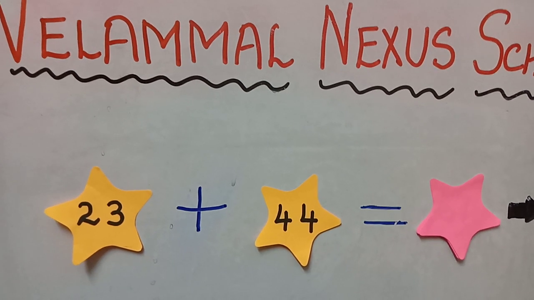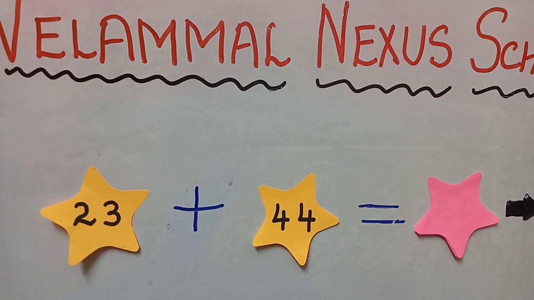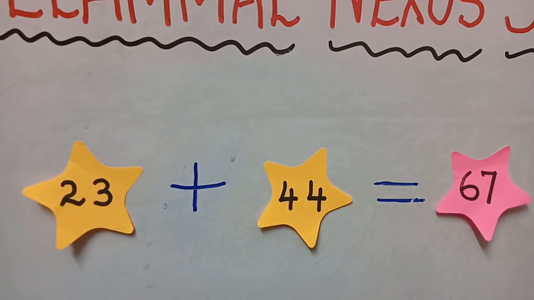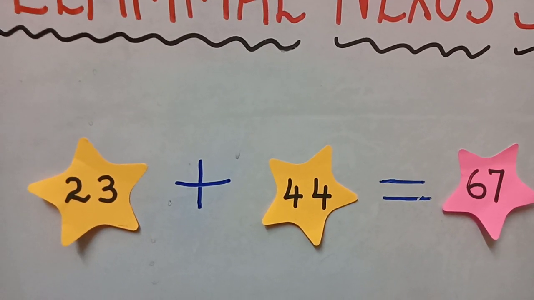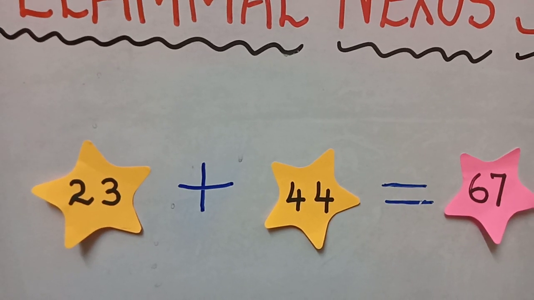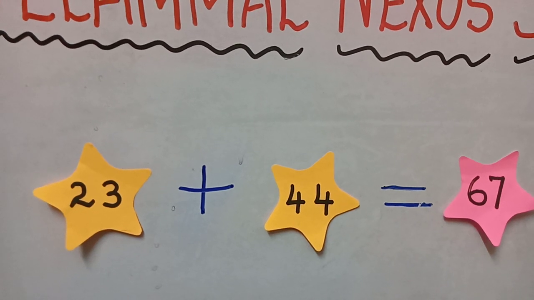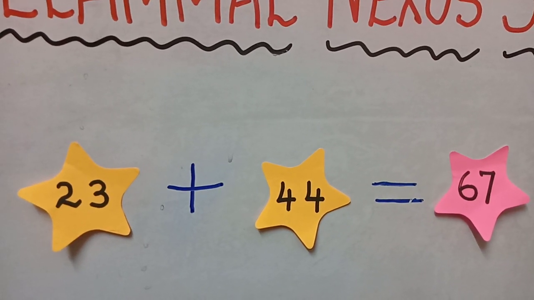Can you tell me what will be the answer when you add 23 and 44? Yes, you're right. The answer is 67. How did you give me the answer? You gave me the answer by counting the number of digits in the ones place as well as by counting the number of digits in the tens place.